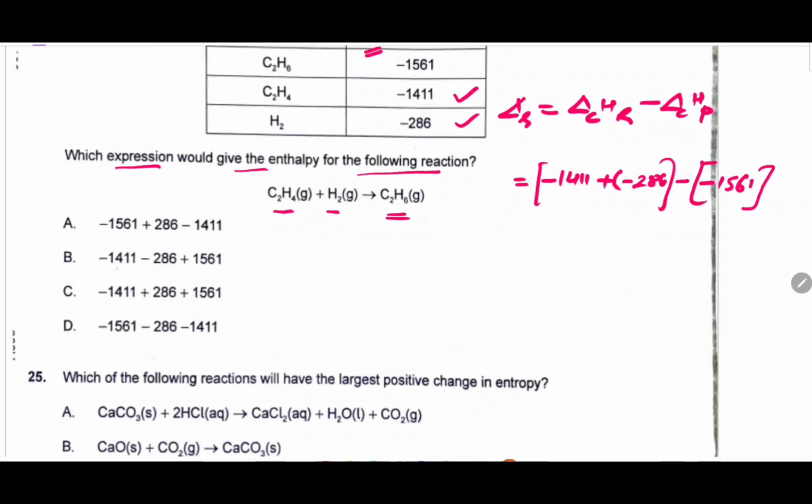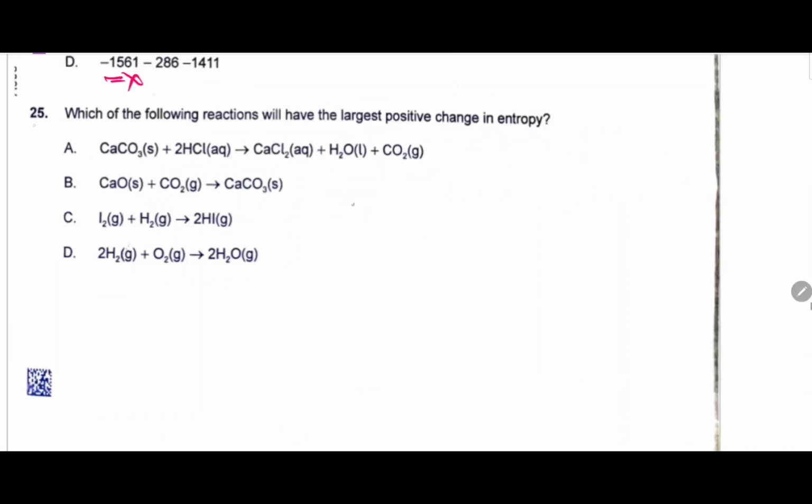Minus 1411 minus 1411 minus 286. No, A is not the answer. Minus 1411 minus 286 plus 1561. Yes, B can be the answer, but we'll look for C also. Minus 1411 plus 286. No. Minus 1561. No, it is plus 1561. It means A, C and D are wrong. Answer is B. Okay. Question number 25.